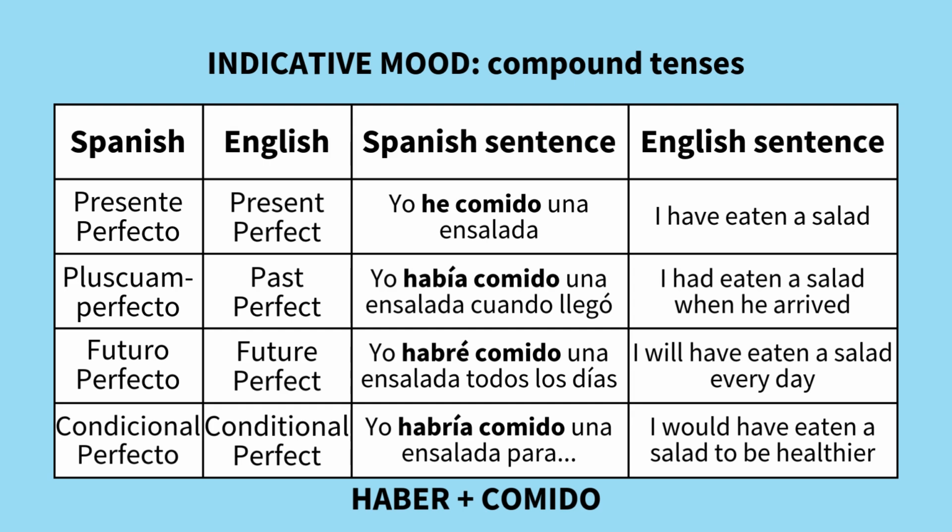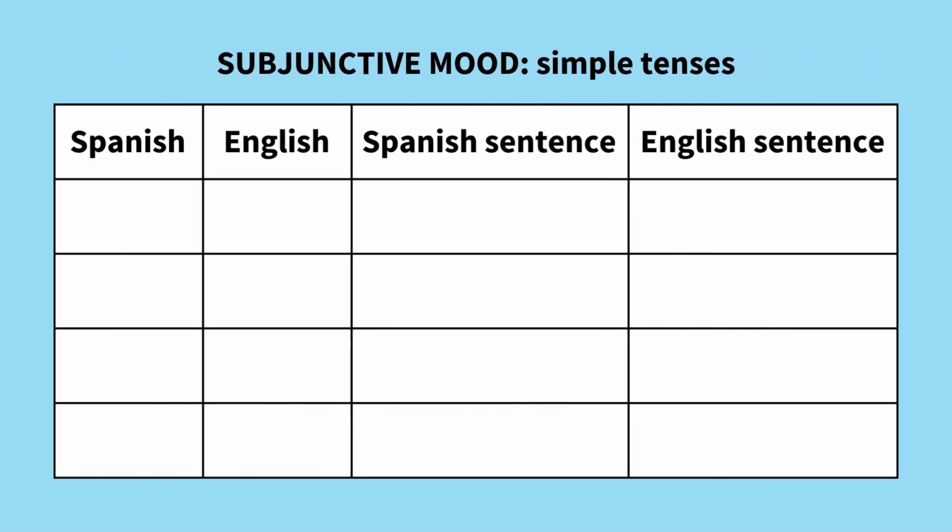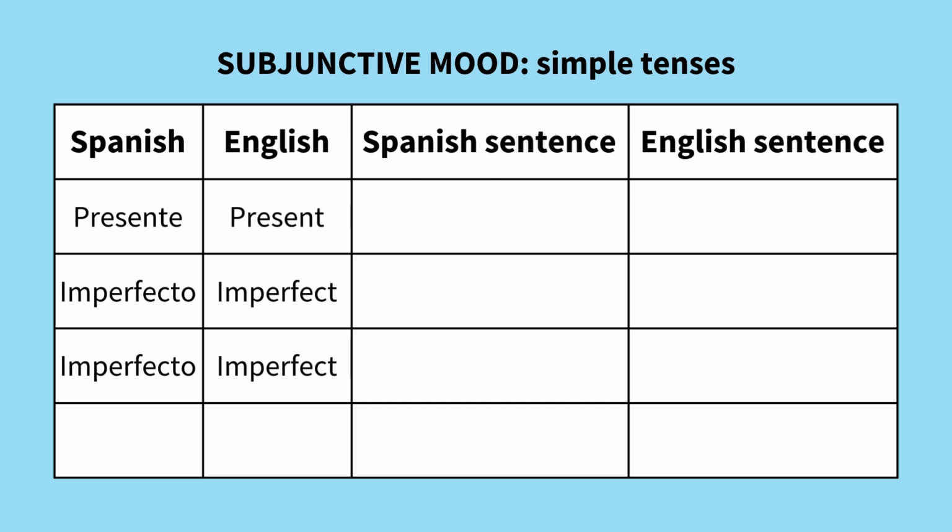And this is it. These are the verb tenses for the indicative mood. Let's move on to the subjunctive mood. For simple tenses, we have presente, present. We have two imperfect, or the past, tenses. They're both called imperfecto. And futuro, future.